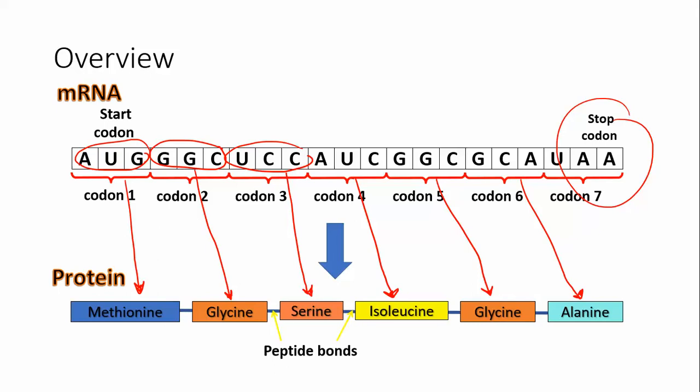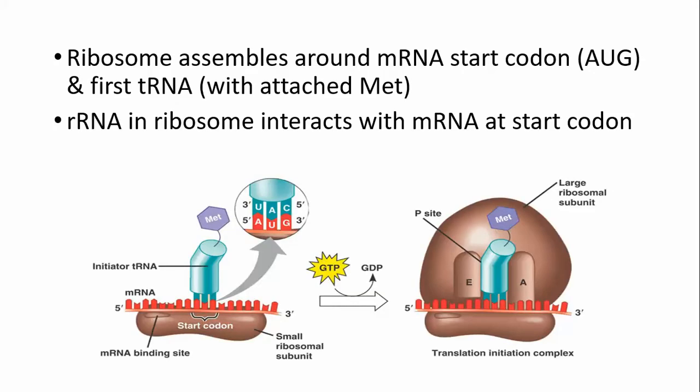So another important thing is note that we are forming peptide bonds during this process. Remember, peptide means protein. So let's talk about the different steps in translation. Initiation is the first step, and what happens is the ribosome assembles around an mRNA start codon, which is AUG.